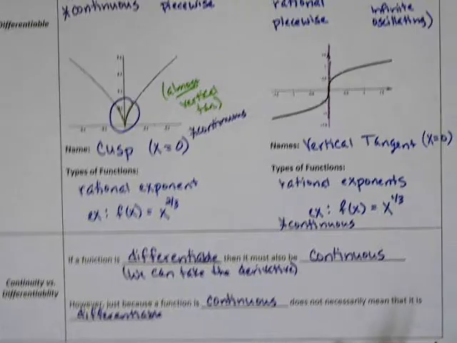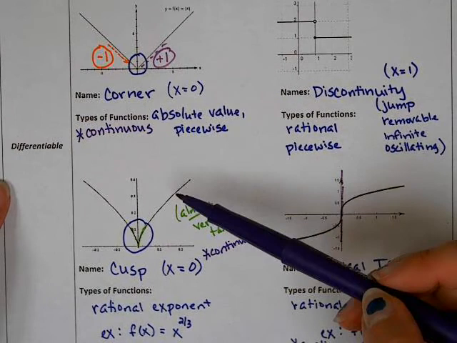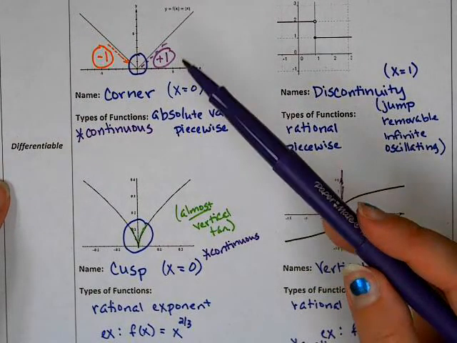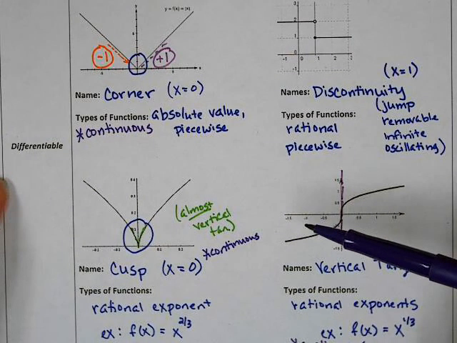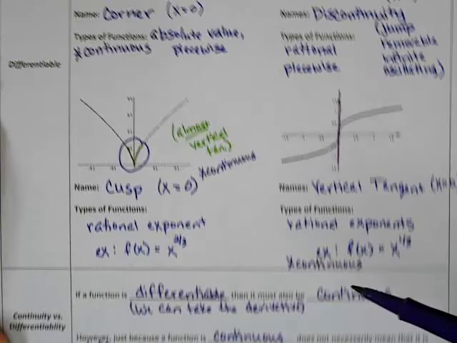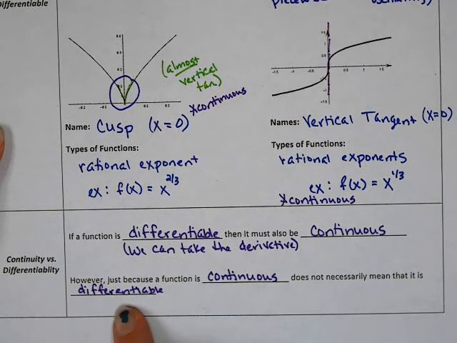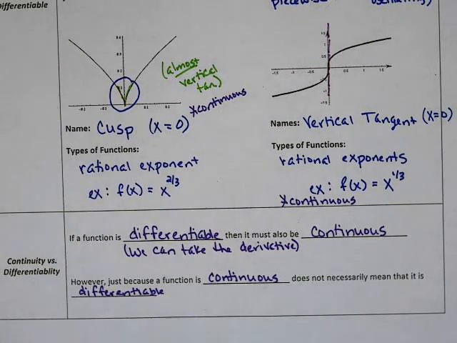So take a look again at examples 1, 3, and 4. Those functions were continuous functions. We can draw them without picking up our pen. There were no problems there. However, they were not differentiable at one point on each of them. All right, so just because it's continuous doesn't mean you can say it's differentiable. However, if it's differentiable, you can say that it's continuous. All right, so you have to be careful about which one you're talking about.